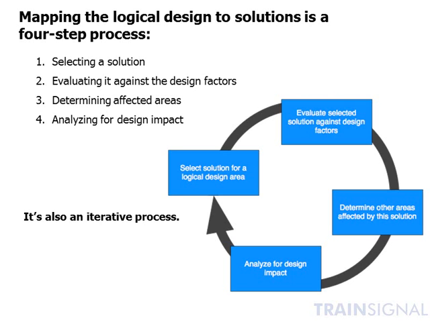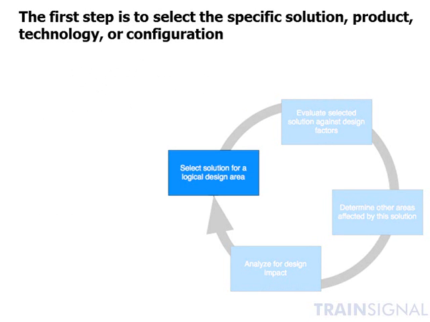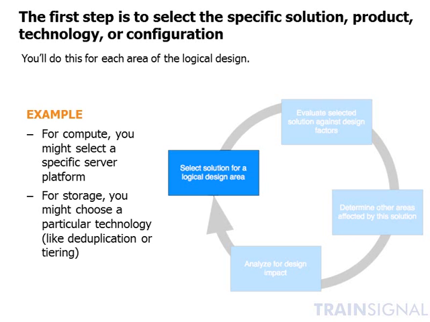So let's start out by taking a closer look at selecting the solution. In this four-step process that I've defined, the first step is to select the specific solution, product, technology, or configuration for a particular design area. And you're going to do this for each area of the logical design. I have examples that I will share with you in other lessons in this course, so I won't go into a great level of detail here, but at a high level, here's a couple of examples to think about.